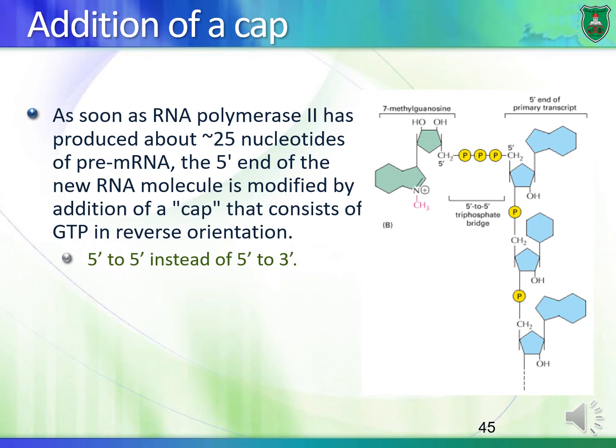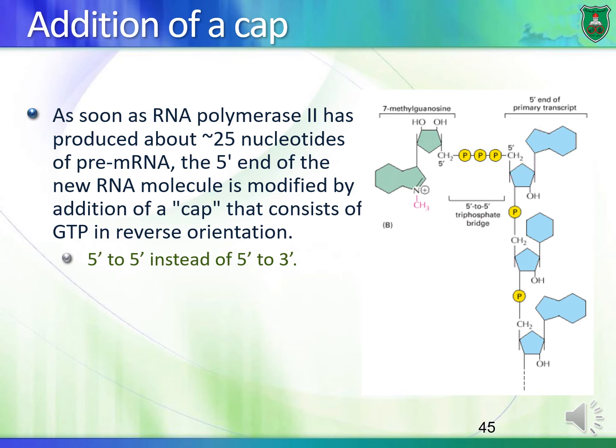The first processing that takes place is capping. And capping basically is addition of a GTP in a reverse orientation. Okay, so it's flipped right here. It's added to the 5' end of messenger RNA.